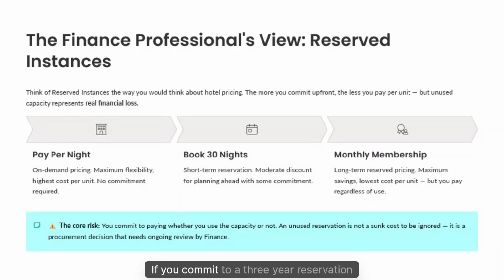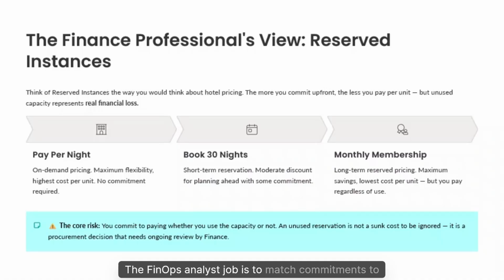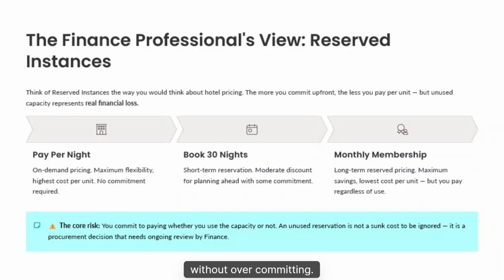If you commit to a 3-year reservation, and your workload changes, you may end up paying for capacity you are not using. The FinOps analyst's job is to match commitment to actual usage pattern to maximize discount without overcommitting.